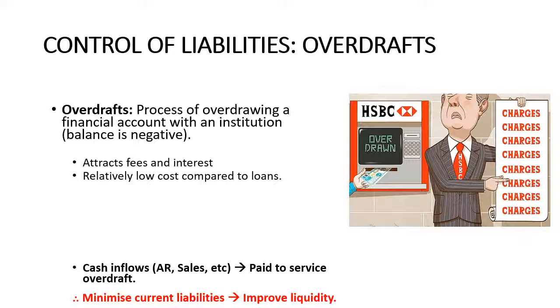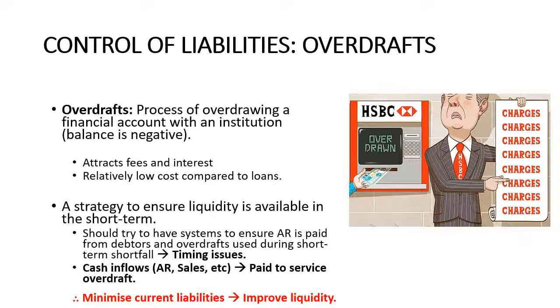Last of the control of current liabilities is our overdraft. So we know overdraft is like an overdrawing facility with your bank. Okay, and that's where my balance is negative. Issues are that it attracts fees, but it's relatively low cost compared to loans. Because the loans, remember what we said before, have establishment fees, ongoing fees. While an overdraft is literally just paying the interest involved, which is normally quite high.